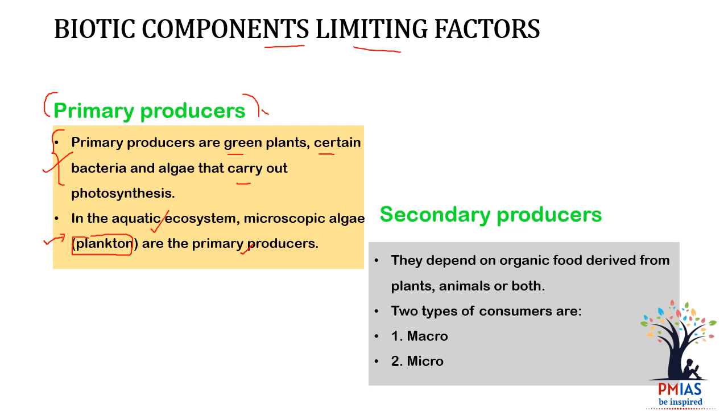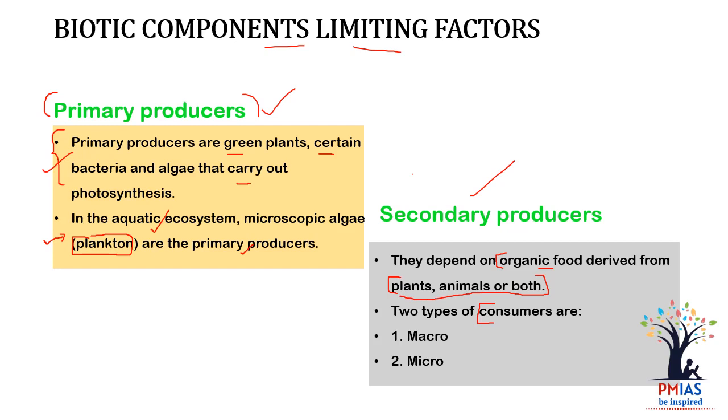Okay, these are the producers. Then who are all the secondary producers? They depend on someone to produce their food, so they are known as secondary producers. These secondary producers can be plants, animals, or both of them combined together. Okay, producers are over.